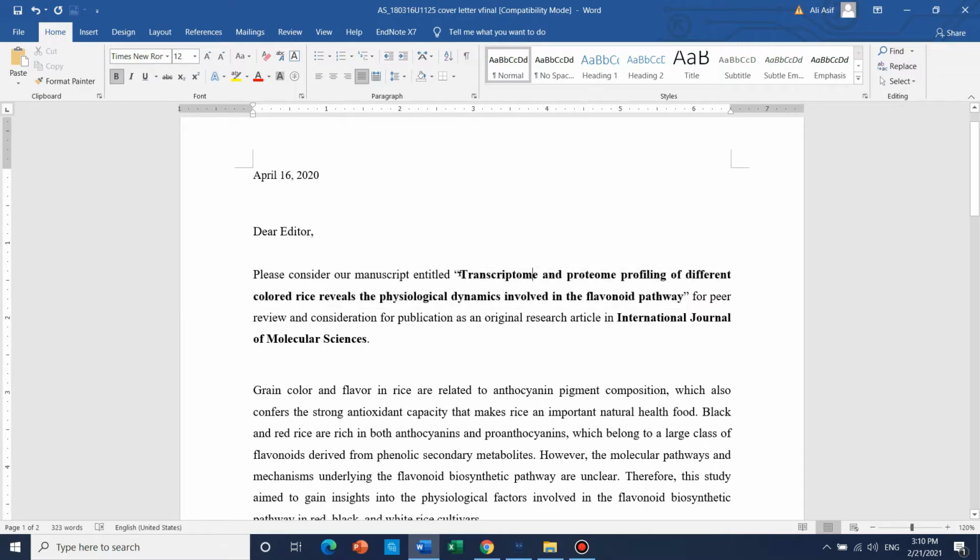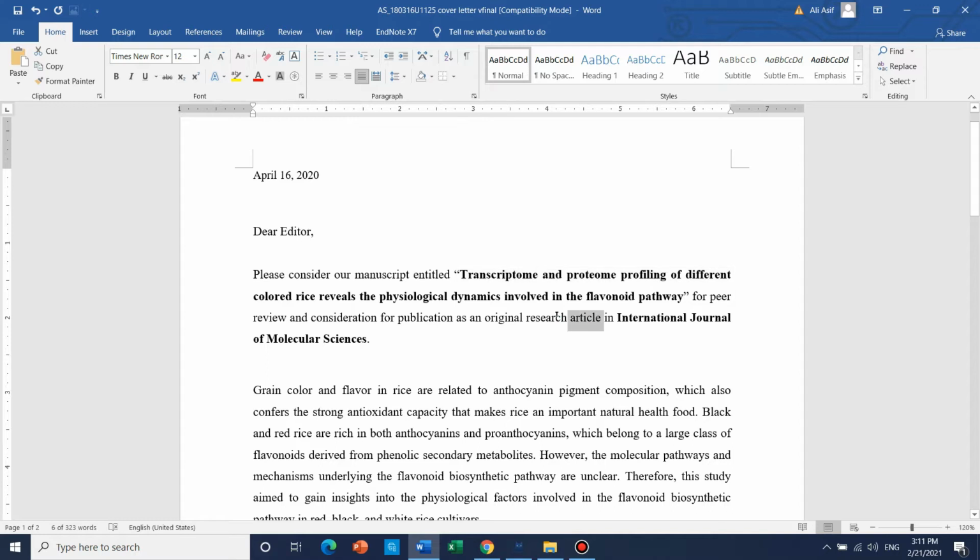In this case, we are going to publish this article in the International Journal of Molecular Sciences. This article is already published; I am just using it as an example. The title is "Transcriptome and proteome profiling of different colored rice reveals physiological dynamics involved in the flavonoid pathway," for peer review and consideration for publication as an original article.